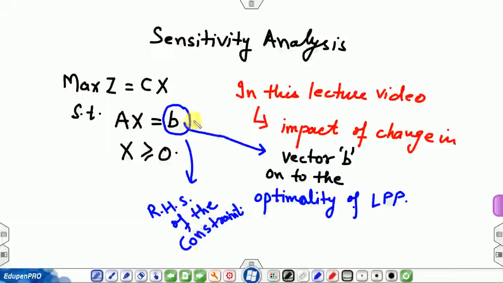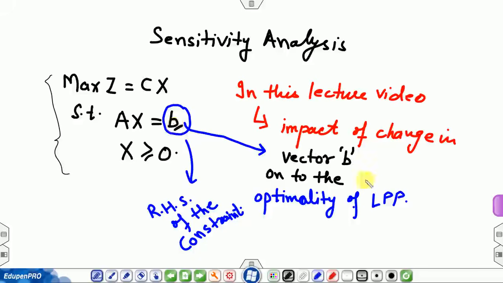Now very quickly, I just recall what is the sensitivity analysis that I discussed in my last video lecture also. So in general, this is any LPP problem, that is maximization. Z is Cx, where C is the cost vector, X is the variable, A is the matrix of m cross n, X is the column vector, B is the right hand side, and the non-negativity condition is there. Now in this video, I am talking about the effect of this B onto the optimality conditions.